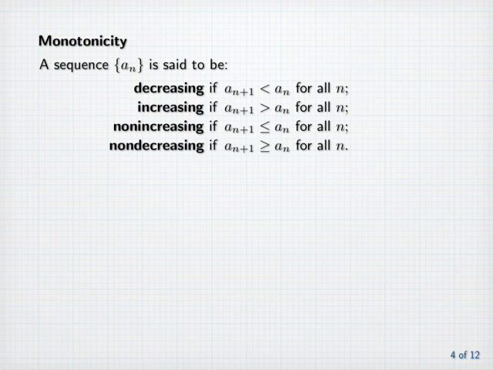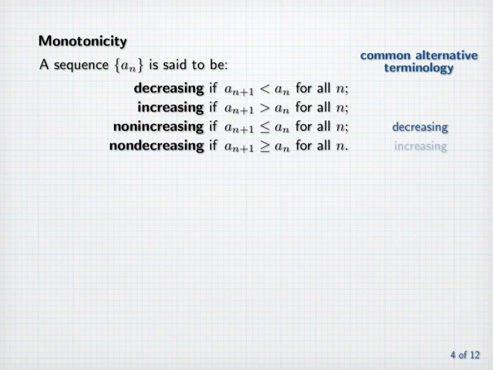We remark here that this terminology is not universal. Some authors use the term decreasing when a sub n plus 1 is less than or equal to a sub n for all n, increasing when a sub n plus 1 is greater than or equal to a sub n, and then use the term strictly decreasing when a sub n plus 1 is less than a sub n for all n, and strictly increasing when a sub n plus 1 is greater than a sub n for all n. So it's important to be aware of the agreed upon terminology with which you're working.